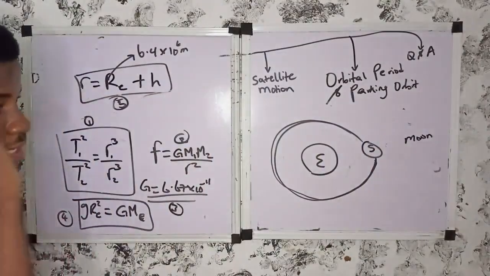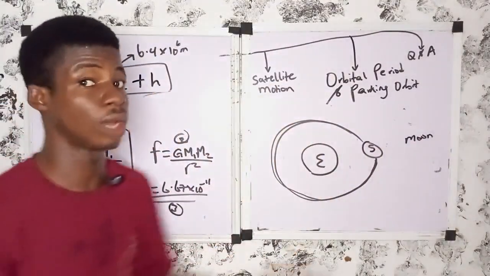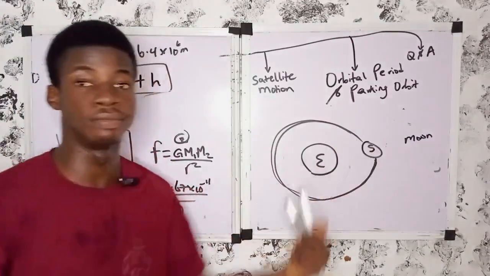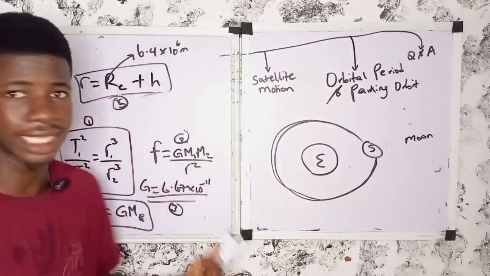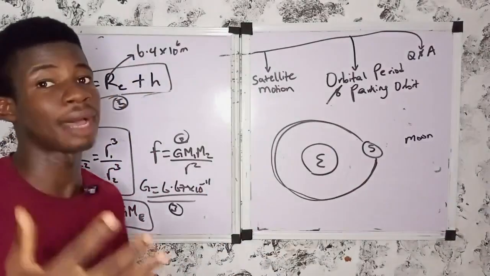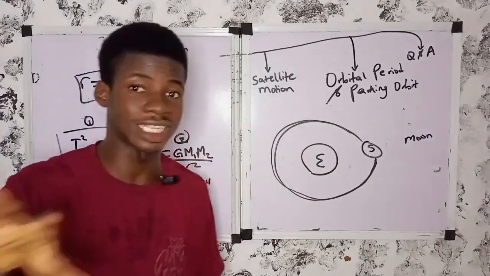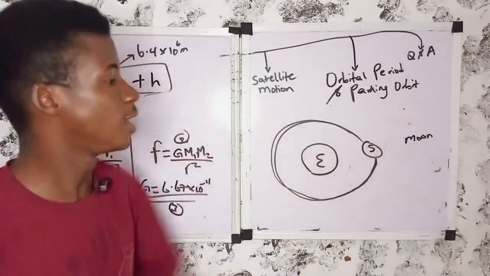Around the Earth. A body that revolves around the Earth. Yes, they can be natural. They can also be artificial. We have natural satellites; an example of a natural satellite is the moon. Then artificial satellites, for example, those communication satellites, those ones are man-made. Those ones are examples of artificial satellites. The moon is Earth's natural satellite.